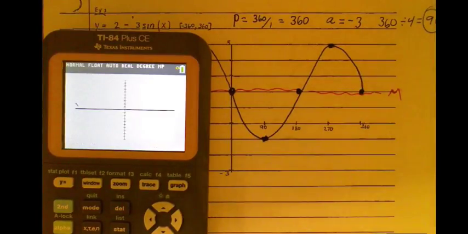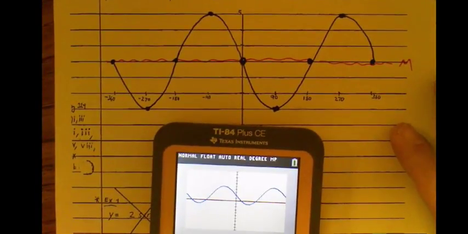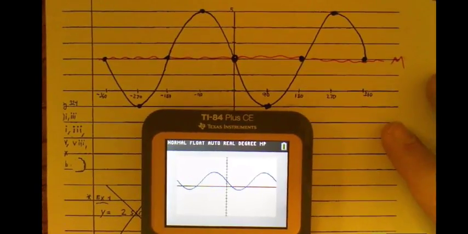So I'm going to hit graph, and I should see the same graph that we did on our paper if we did this right. So we can check and see. That should be the same graph, and so that's an easy way of checking to make sure we did this right.